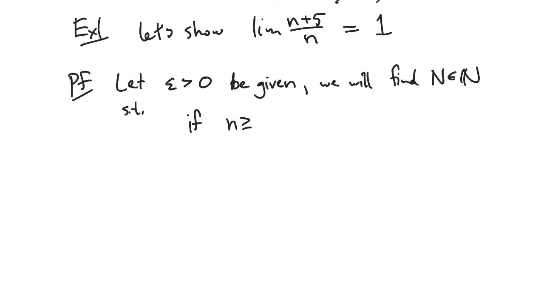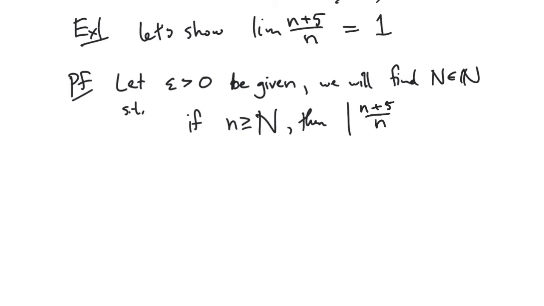if n is greater than or equal to big N, then the absolute value of, what am I going to write over here? I'm screwed now. All right. What should we write here? In the original definition at this point, it said the absolute value of a_n minus a.